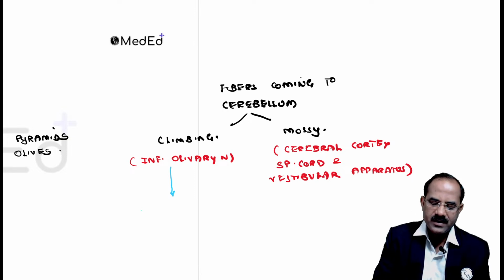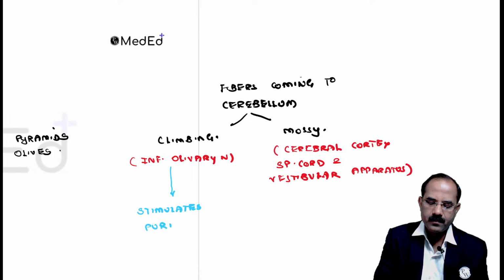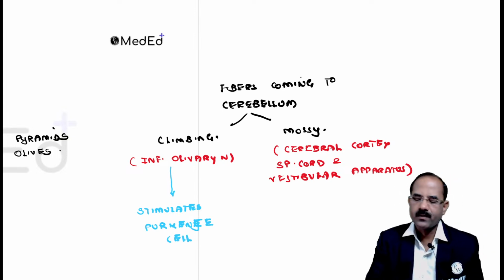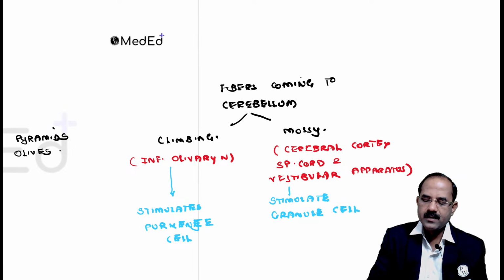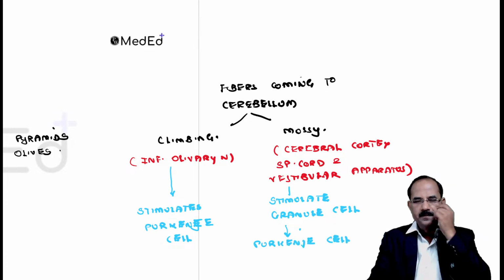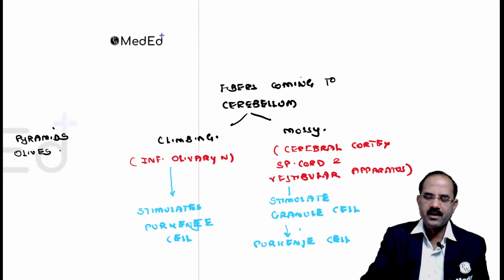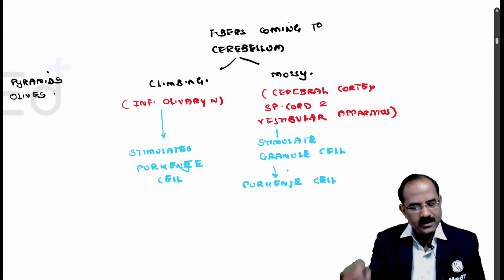Any guesses, students? It stimulates the Purkinje cell. The mossy fibers are going to stimulate the granule cell, and this granule cell will further stimulate the Purkinje cell. So finally, who is to be stimulated? The Purkinje cell. Once the Purkinje cell is stimulated, what does it do?